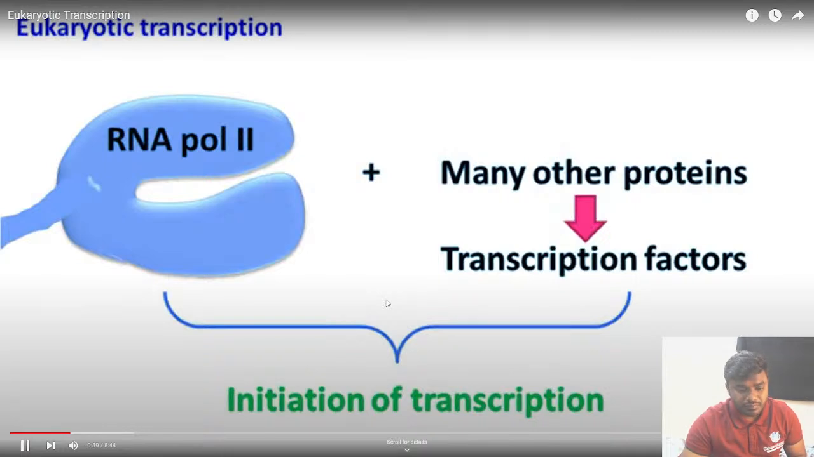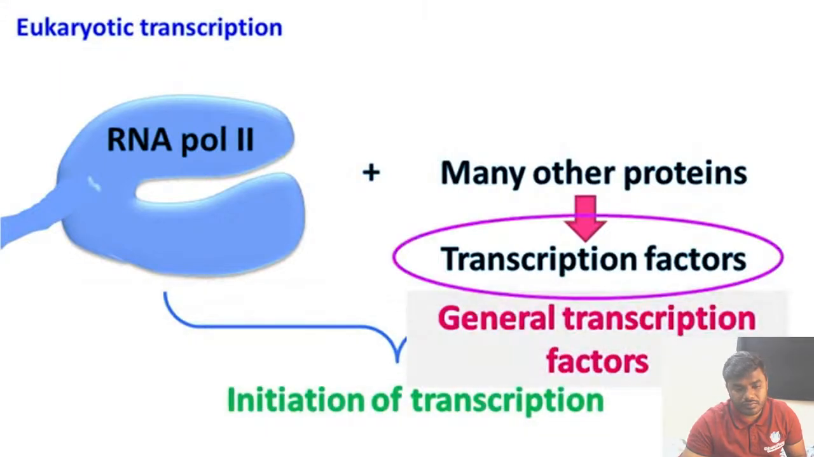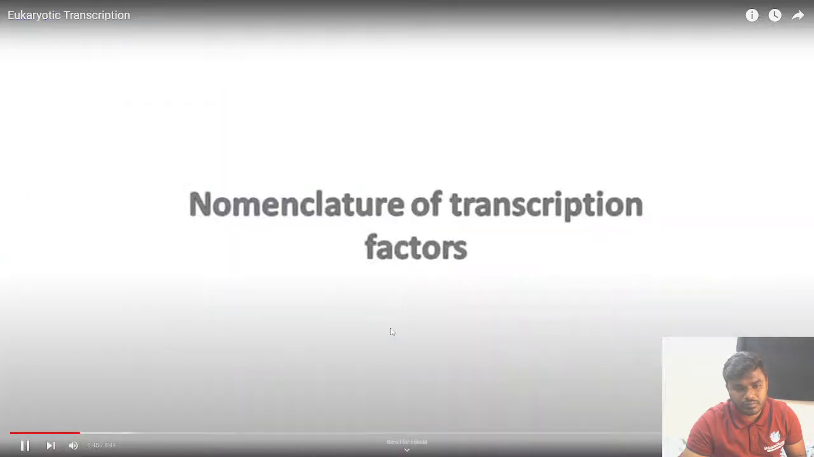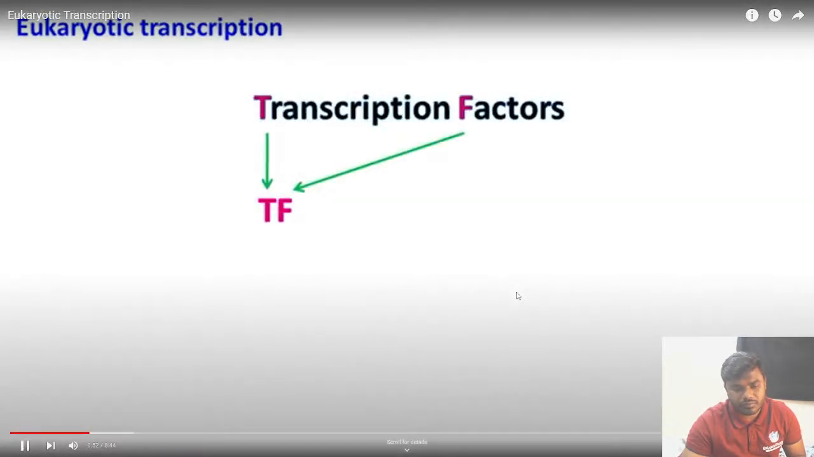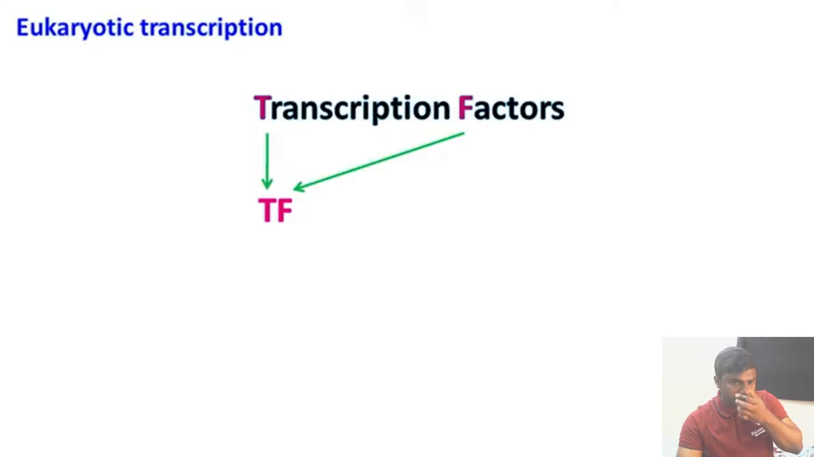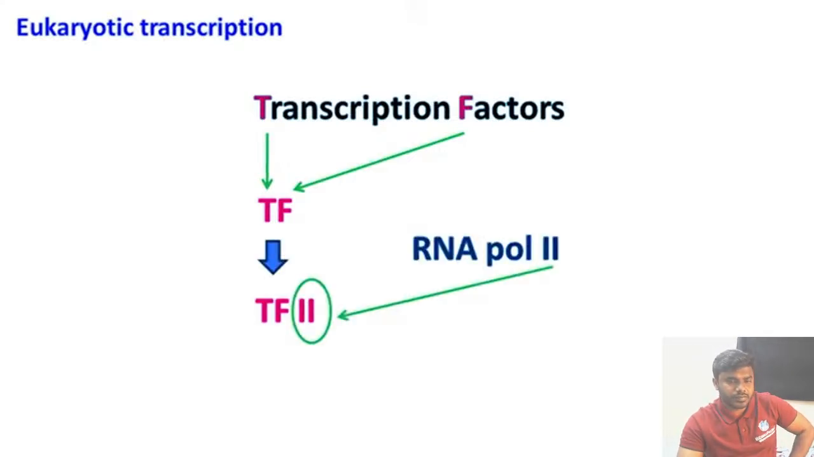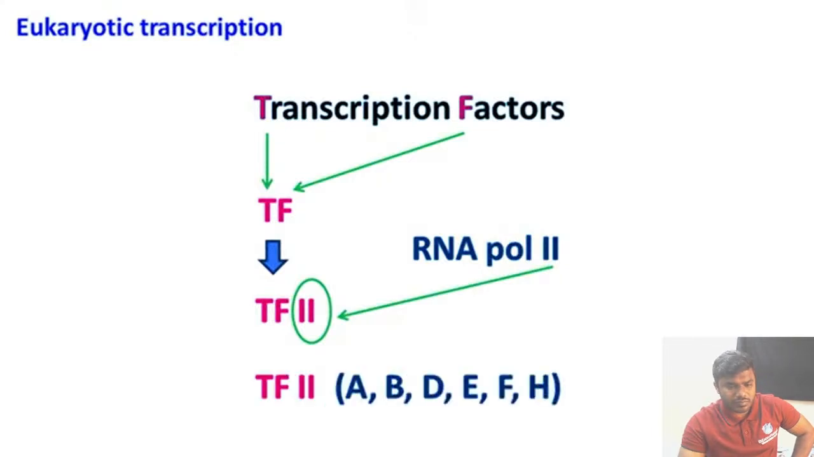The transcription factors are also known as general transcription factors. Let's see how the transcription factors are designated. The initial two letters are written as TF, which stands for transcription factor. The 2 indicates that it's a transcription factor for RNA polymerase 2. The letter next to 2 can be A, B, D, E, F, and H, depending on the function of the transcription factor.